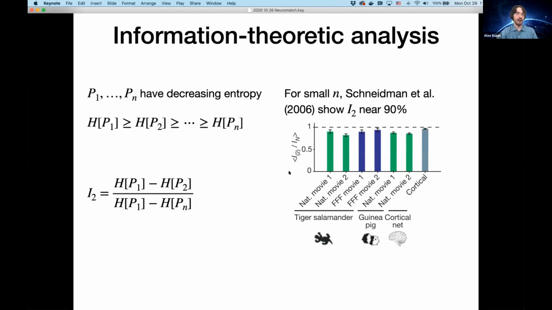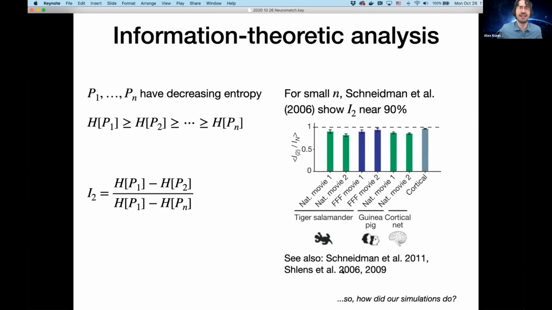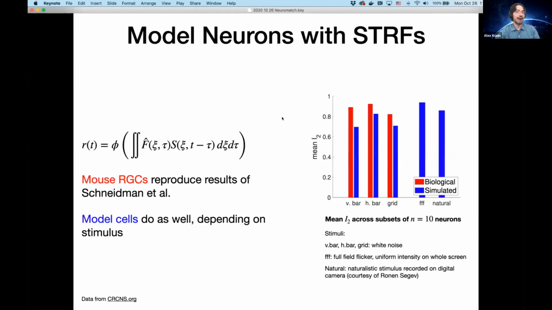And so that 2006 paper, one of their results was that this quantity is typically very high in all of these retinal cells, and across even some simulations. Across stimuli, across species, this I2 hovers near 80 to 90%. So there's lots of work about this phenomenon of low order correlations shaping the population level state. This was just one of the first ones that we found. And the point is that our model neurons reproduce this result. So here, these 3 bars are a population of mouse retinal ganglion cells.